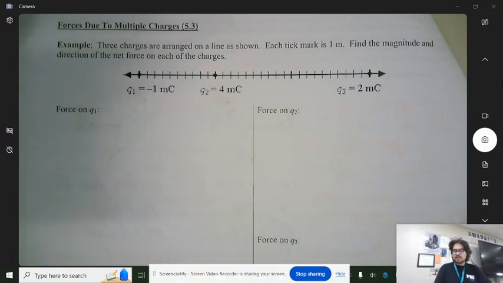Three charges are arranged on a line as shown. Each tick mark is 1 meter. Find the magnitude and direction of the net force on each of the charges.